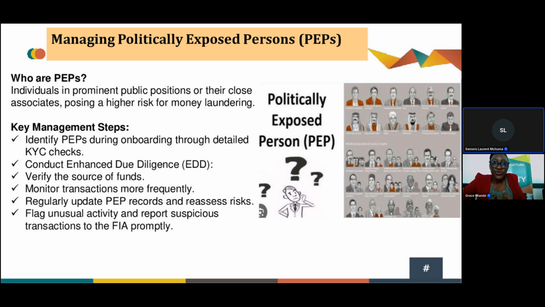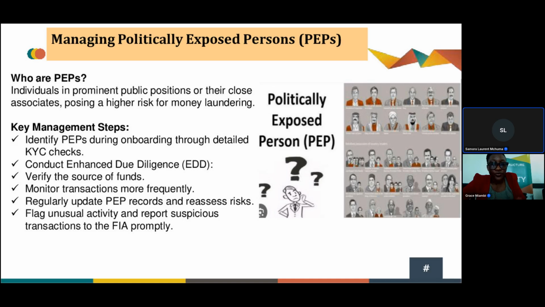We identify the PEPs during onboarding through detailed KYC checks. Now, it's not enough for you to have a similar name to someone in power, but if somebody sends their national ID, their passport, and then you're able to say, this is suspicious, I need to do enhanced due diligence, then you ask for the birth certificate to be able to confirm. If you get the birth certificate and everything clears out, then the person is well cleared.